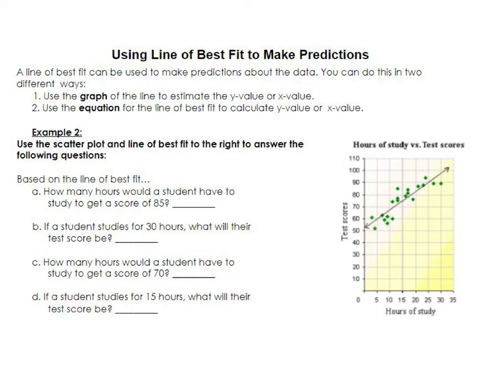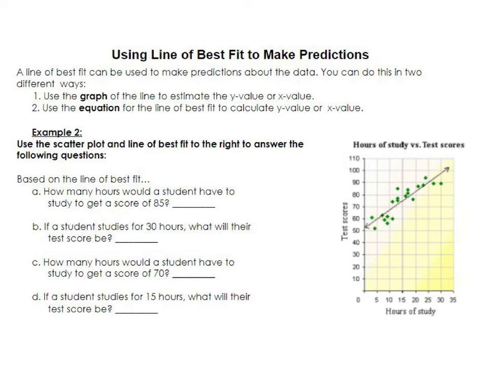So we will look at using the line of best fit to make predictions. On the last slide, we looked at how to create it, draw them, and even write an equation. But if you have problems that already have the graph, what we can use is that line to estimate the y value or x value. Or option 2 is, if we know the equation for the line, we could use that to calculate your y value or x value.